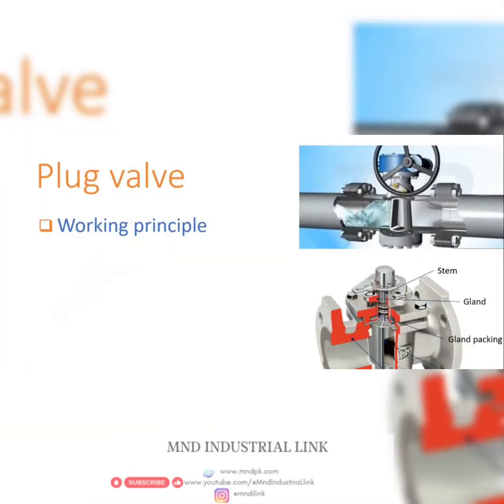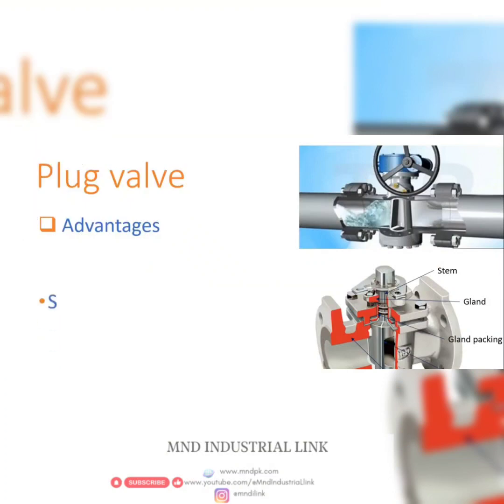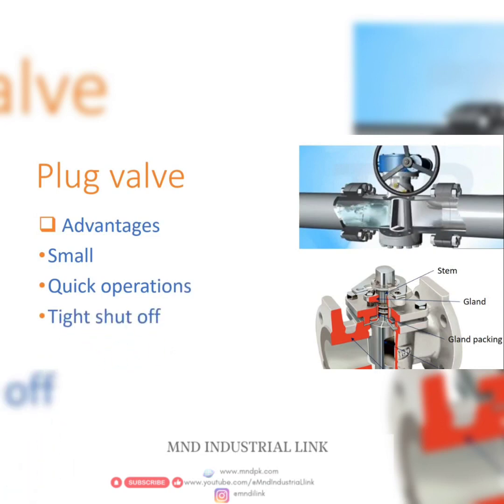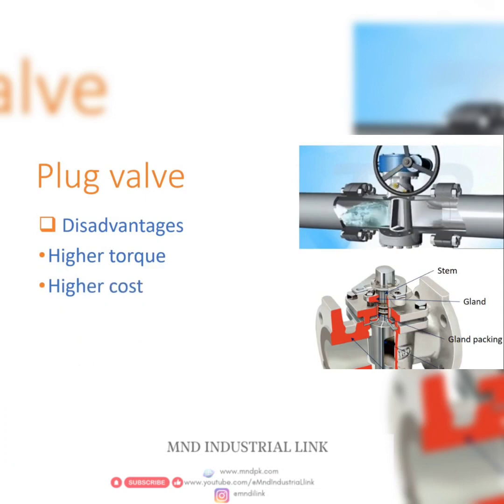Plug valve working principle. It has a plug connected to a rotating stem. It can be used as an on-off and control valve while handling gases, liquids and also slurries. Advantages: the plug valve is smaller in size, which allows for quick operation. It has good shut-off capability and can also deal with fluids containing solid matter. Disadvantages: if the plug valve is to operate quickly it needs higher torque. And also the cost of the plug valve is higher.